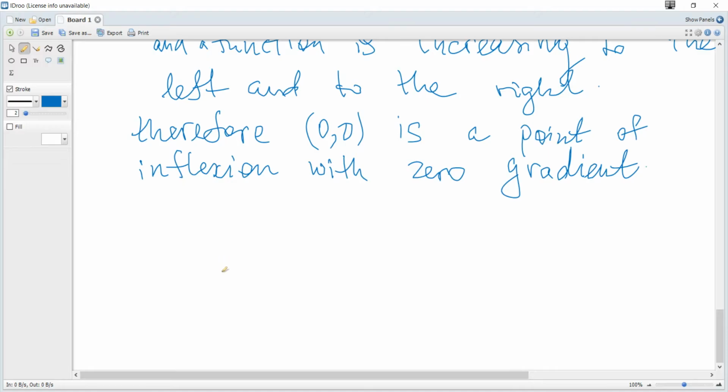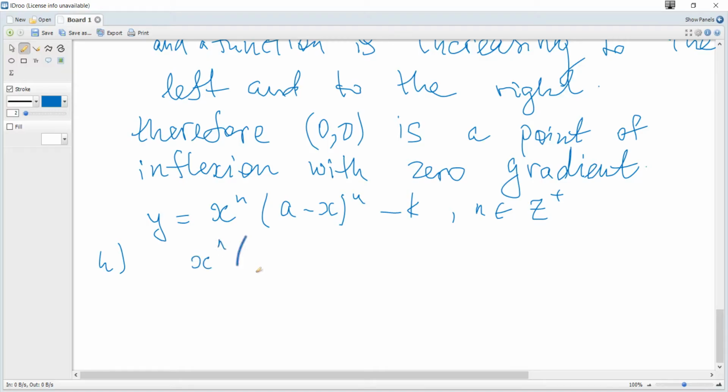The next, consider the graph y is x to the power of n, a minus x to the power n minus k, where n is positive integer, a is real and positive, k is real. State the conditions of n and k such that the equation x to the power of n, a minus x to the power n is k, has 4 solutions for x, 5 marks.